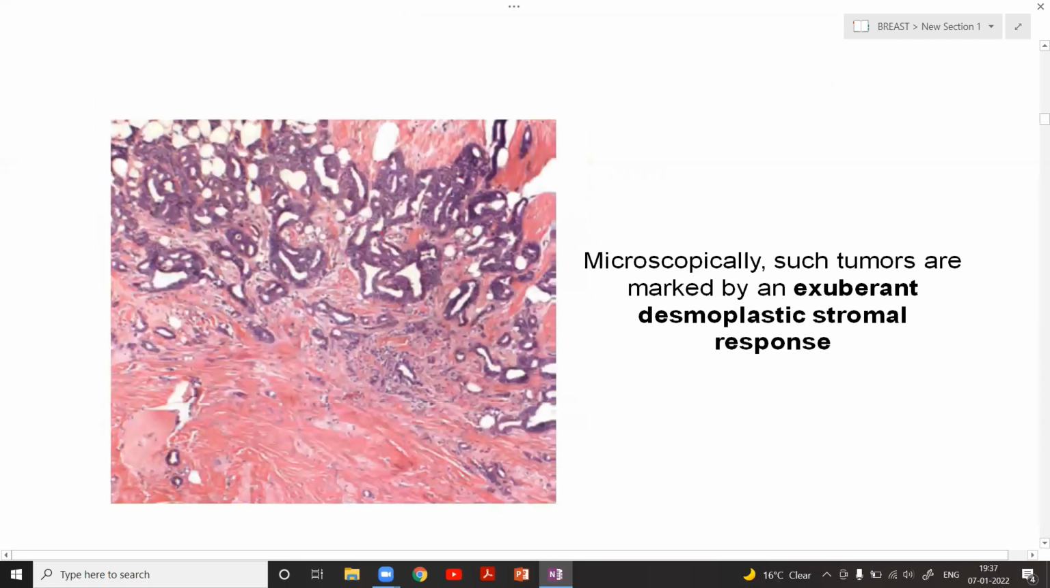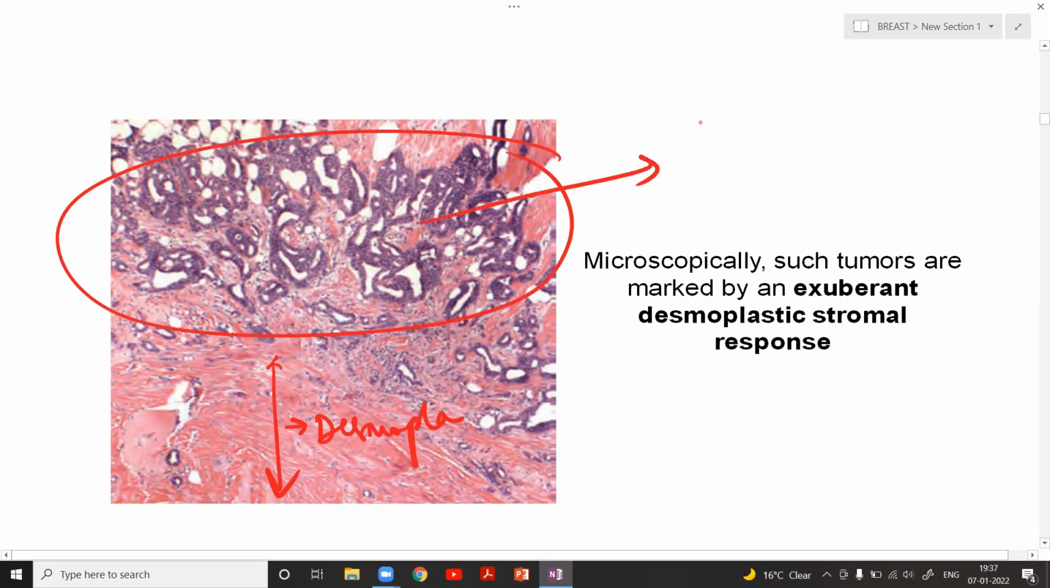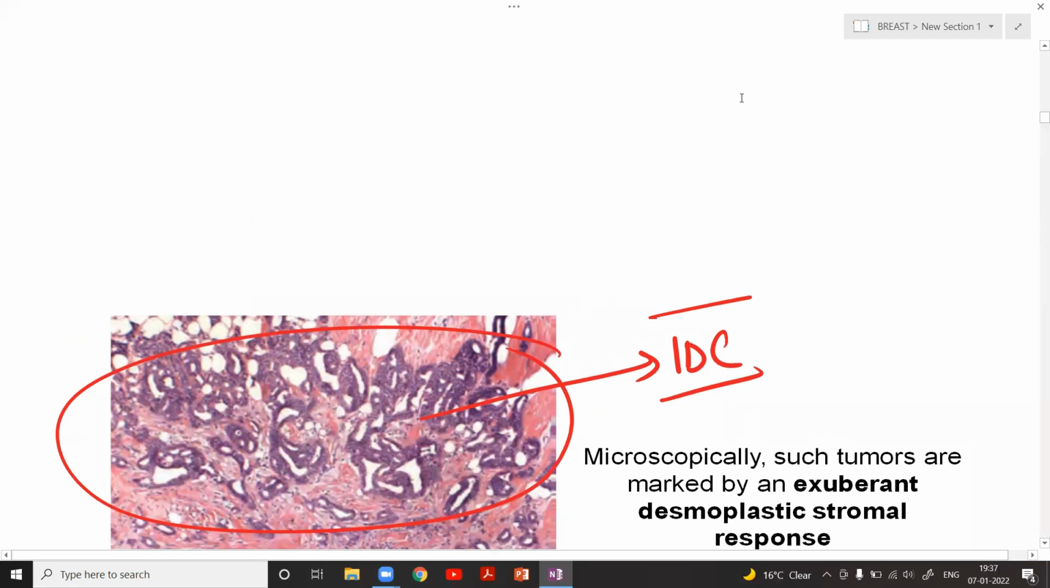Okay, and under the microscope, the same tumor that we have seen shows extensive areas of desmoplastic reaction. These are the areas of desmoplasia that we appreciate over here. And this is the area where we can see the infiltrating breast carcinoma or duct carcinoma. Okay, so this is what we appreciate in the most usual situation.